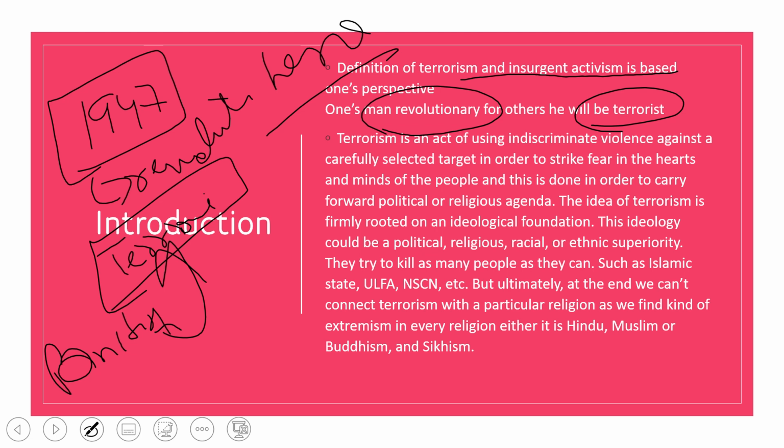So terrorism is an act of using indiscriminate violence against a carefully selected target in order to strike fear in the hearts and minds of a people, and this is done in order to carry forward a political or religious agenda. Whenever terrorism occurs, they have one particular agenda, and this can be based upon a political or religious agenda.